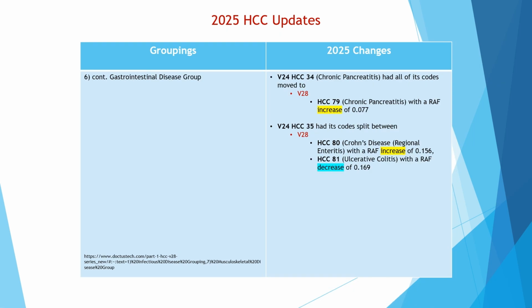V24 HCC 34, chronic pancreatitis, had all of its codes moved to V28. HCC 79, chronic pancreatitis, with a RAF increase of 0.077. V24 HCC 35 had its code split between V28. HCC 80, Crohn's disease, regional enteritis, with a RAF increase of 0.156. HCC 81, ulcerative colitis, with a RAF decrease of 0.169.